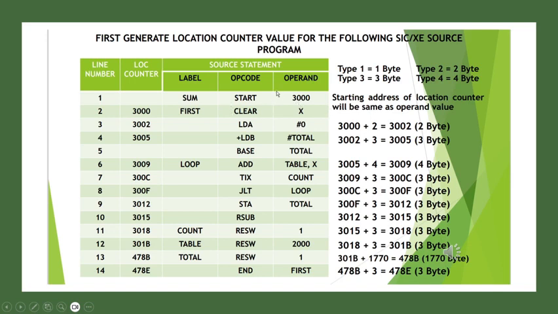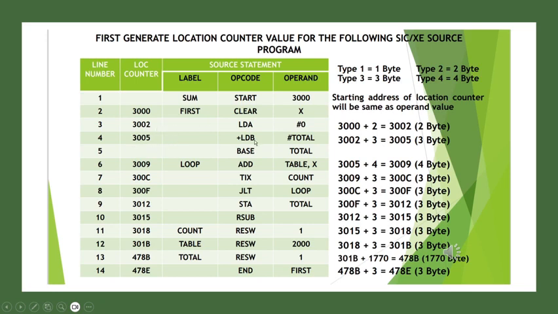So we have to ignore START, and look at the next instruction, which is first CLEAR. Now CLEAR X is given as CLEAR comma X. Here we only have a register called X, so it is in the second format, which takes up 2 bytes. 3000 plus 2 would be 3002. So the location counter value of CLEAR will be written here as 3002. Now next, moving on, LDA comma #0, from 3002. This is in third format because there is no register, so 3002 plus 3 becomes 3005. Now we write down 3005 over here.